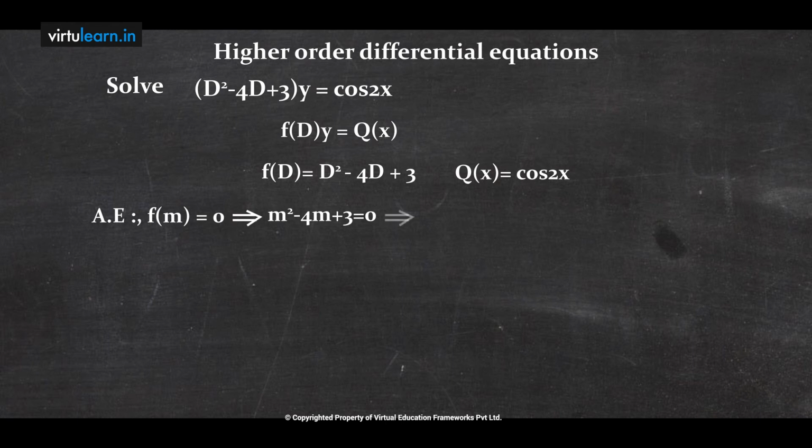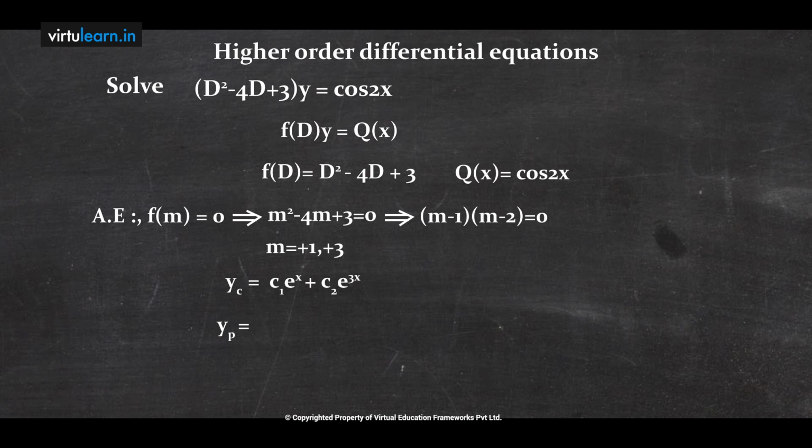When splitting the middle term, I got the two factors m minus 1 into m minus 3 equals 0. Therefore, I got the roots m equals 1 and m equals 3. These two are real numbers and different. By using the formula, the complementary function yc equals c1 e power x plus c2 e power 3x. This is the complementary function. Now the particular integral: the complementary function is denoted by yc, and the particular integral is denoted by y suffix p, yp.